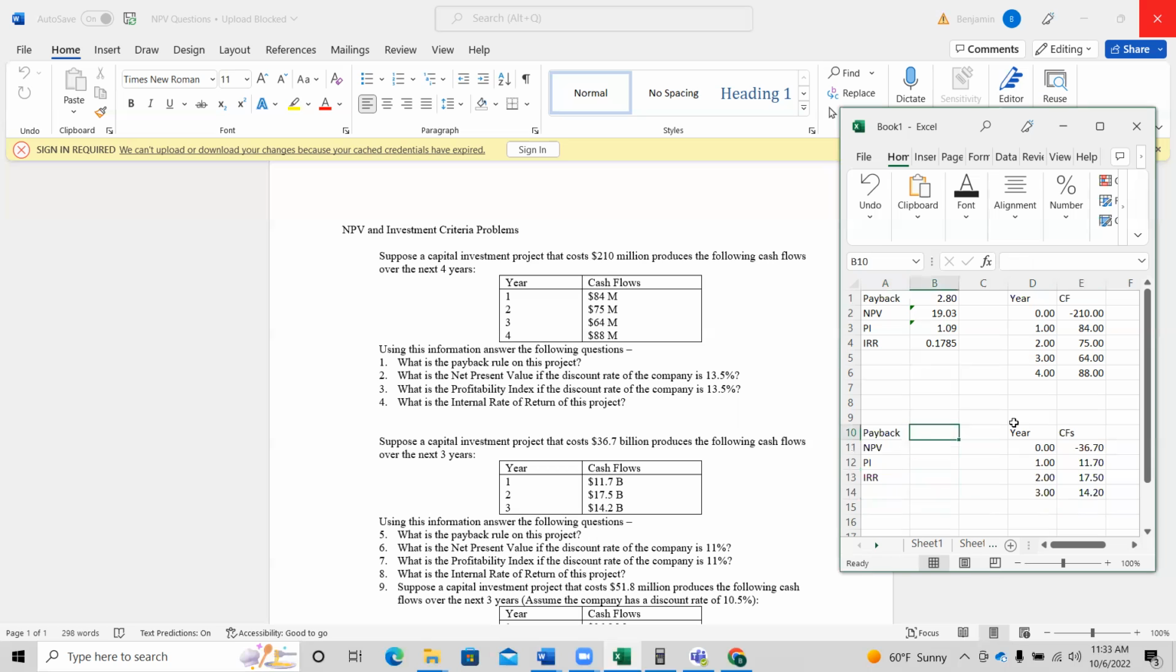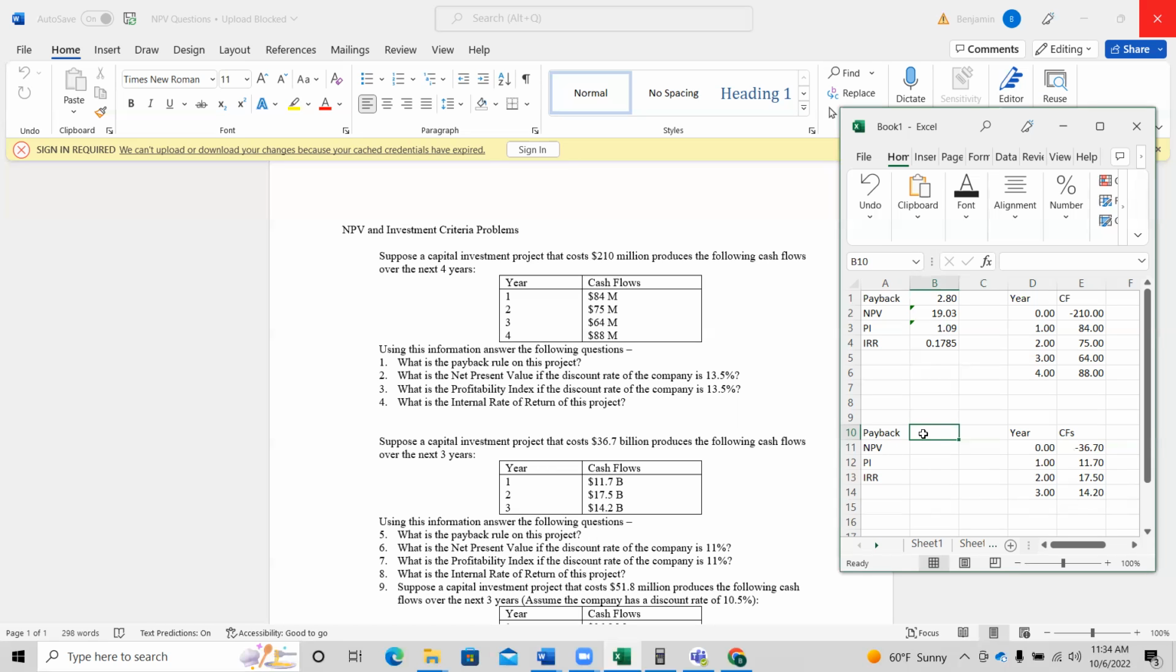Again, my payback method, what I'm going to do here is figure out how long it will take for me to pay off this particular project. If you add up the first 2 cash flows, 11.7 plus 17.5 gives you $29.2 billion. In other words, I will pay off 29.2 billion of the 36.7 billion initial cost after 2 years. So again, like the first set of problems, this project will pay back the initial cost of the investment somewhere between the second and the third year.